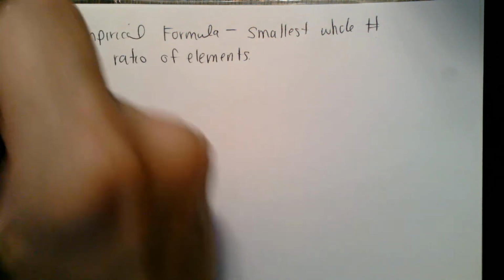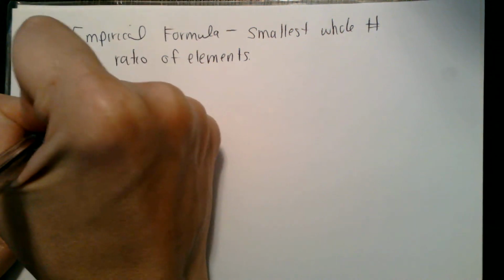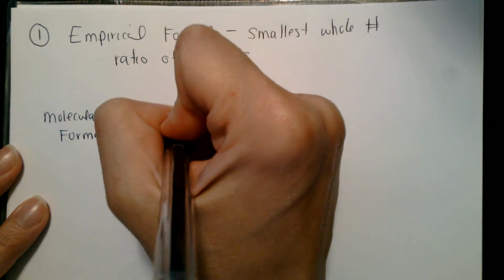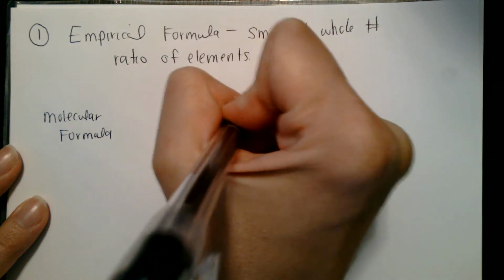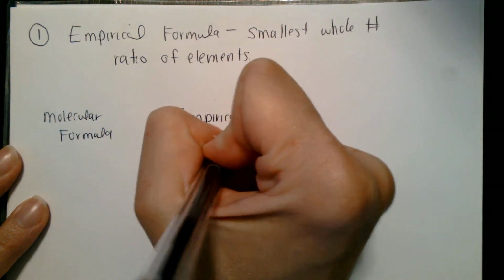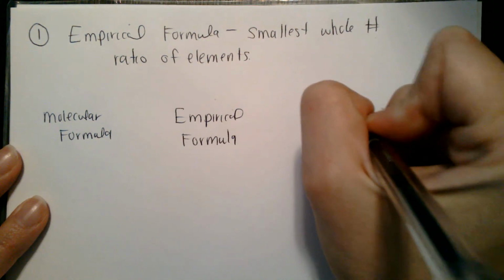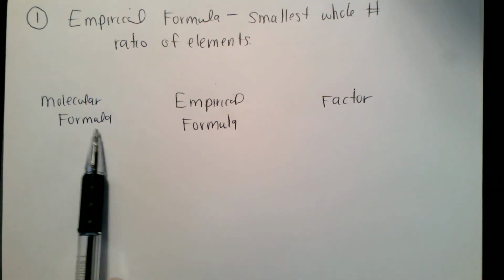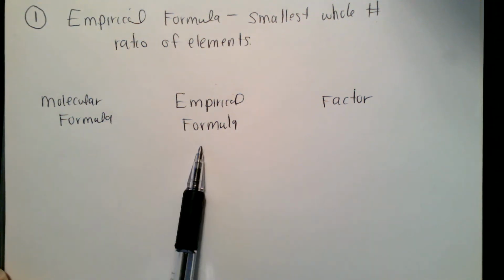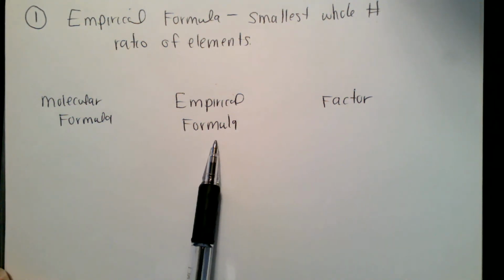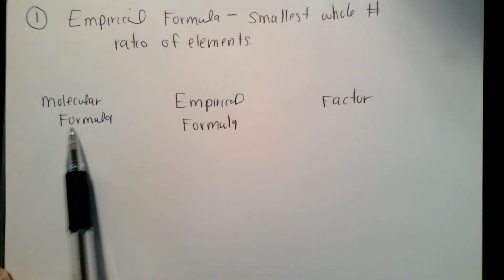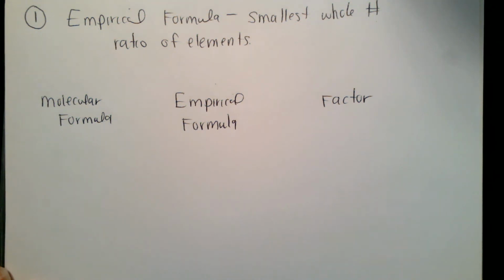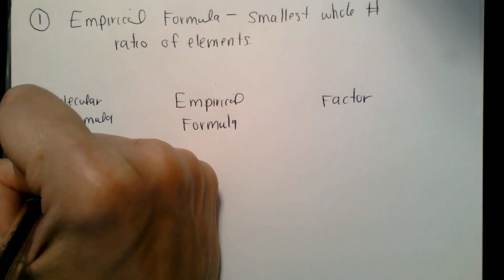Okay, so for this we'll build a little chart with the molecular formula. Then we're going to solve for the empirical, and then we're going to put on here the factor. So the factor is whatever we have to divide through by to turn something from a molecular formula to an empirical formula. If given the factor, you can also take an empirical formula and then multiply through to get the molecular formula.